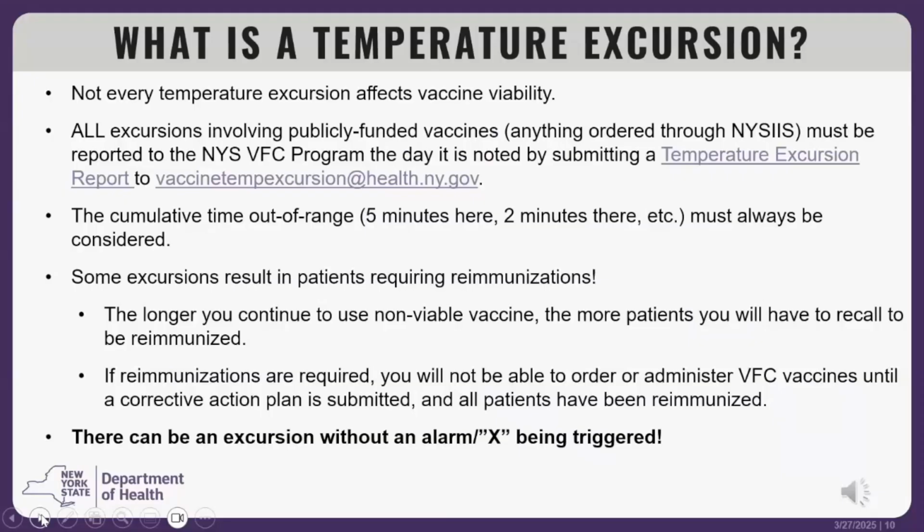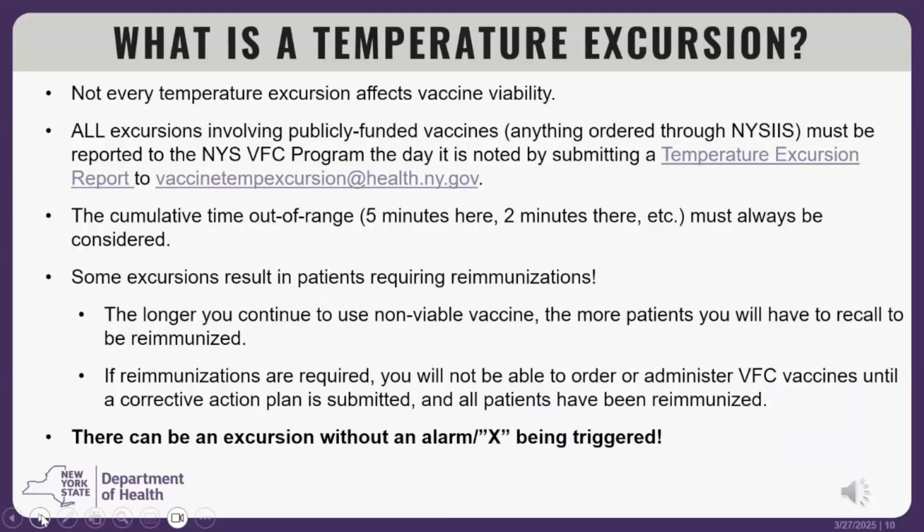The New York State VFC program maintains records of reported temperature excursions and can add up cumulative out-of-range times for vaccine lots based on the date the order was received and the dates of the excursions. Continued use of vaccines exposed to out-of-range temperatures can result in patients needing to be recalled and re-immunizations offered due to having received improperly stored vaccines.